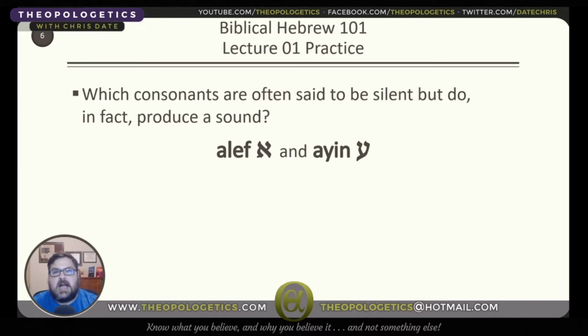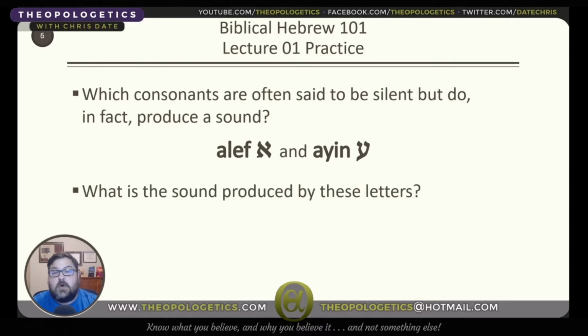And what is that sound? Not silence, but what is that sound produced by these letters? You'll recall, hopefully, that sound is called a glottal stop. It's that very brief stop in breath when you say "apple" instead of the proper "an apple." That brief momentary stop in breath is called a glottal stop, and that's the sound produced by these letters.